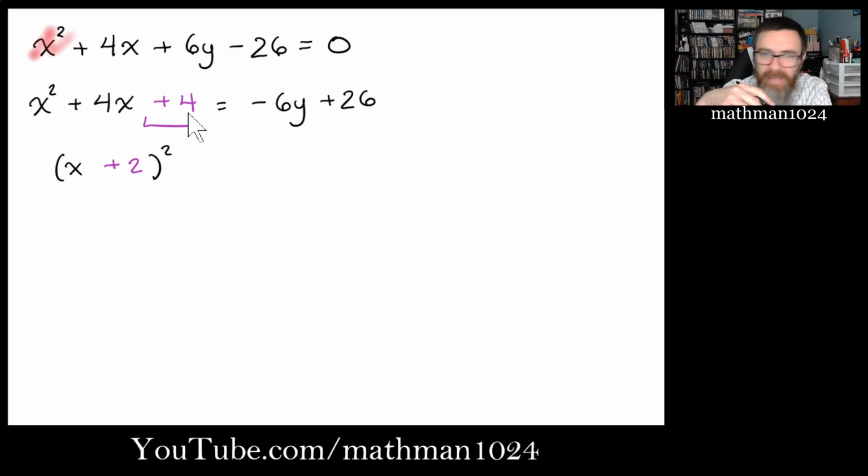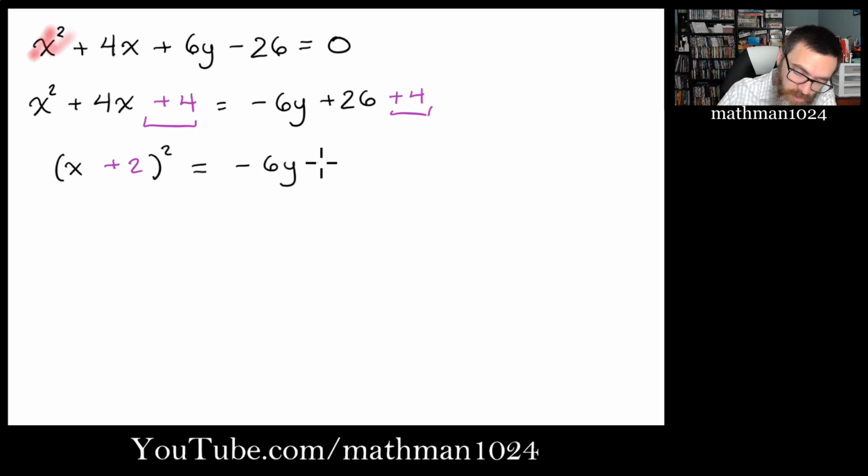Now notice I like to use colors, right? So since I added 4 on one side, I have to add 4 on the other side. Otherwise, I've changed the problem, and it's not equivalent to the original. So let's clean things up. On the left, we have negative 6y plus 30. So we're almost in the form that we want to see for a parabola. X plus 2 quantity squared.